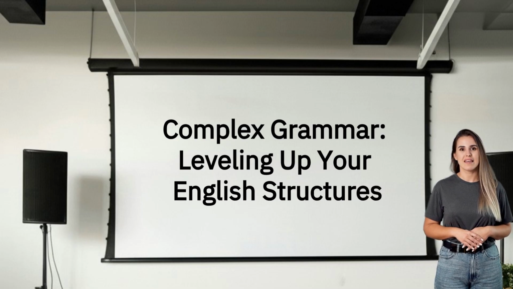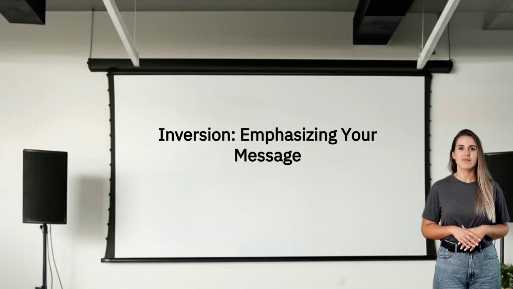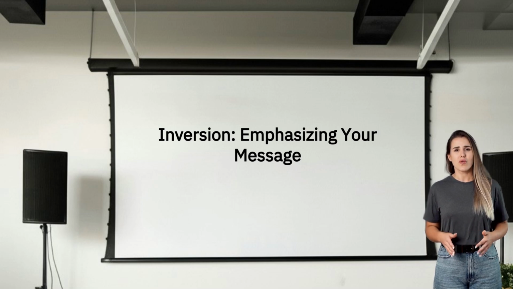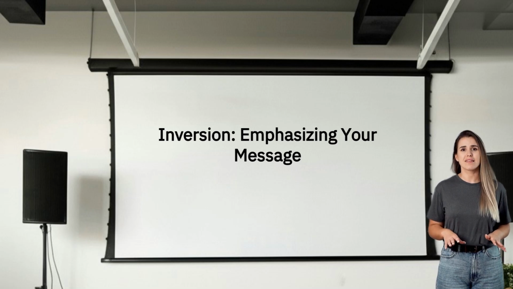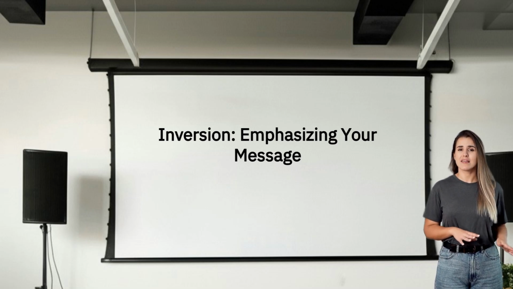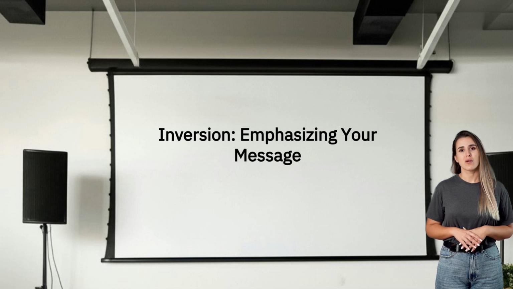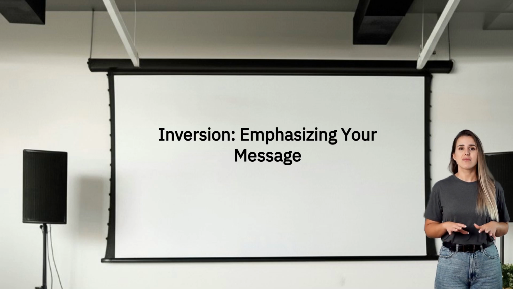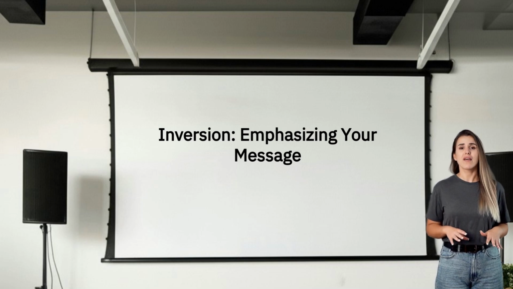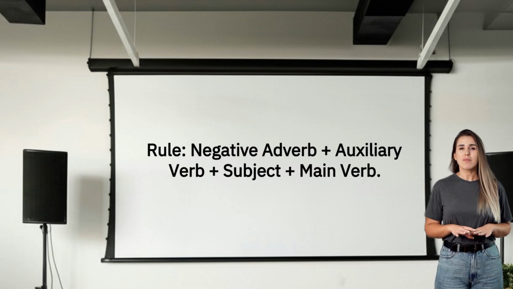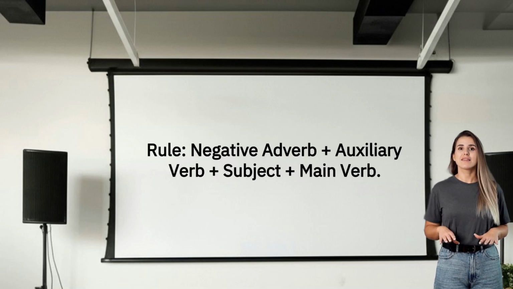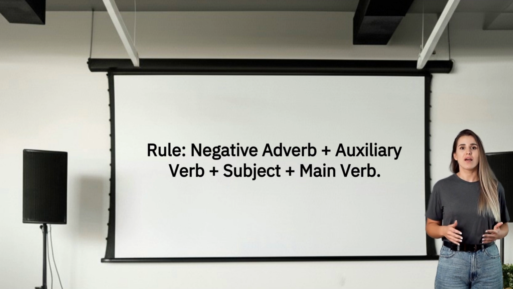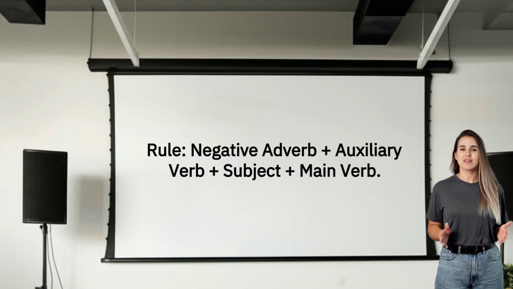Ready? Let's dig in. First, let's talk about inversion. Inversion is a technique where we put the verb or auxiliary verb before the subject, just like we do when we ask a question. We don't do this all the time. We do it specifically for dramatic effect or to add emphasis. The most common use is at the beginning of a sentence with negative adverbs. The sentence starts with a negative word, and then the normal subject-verb order is inverted.